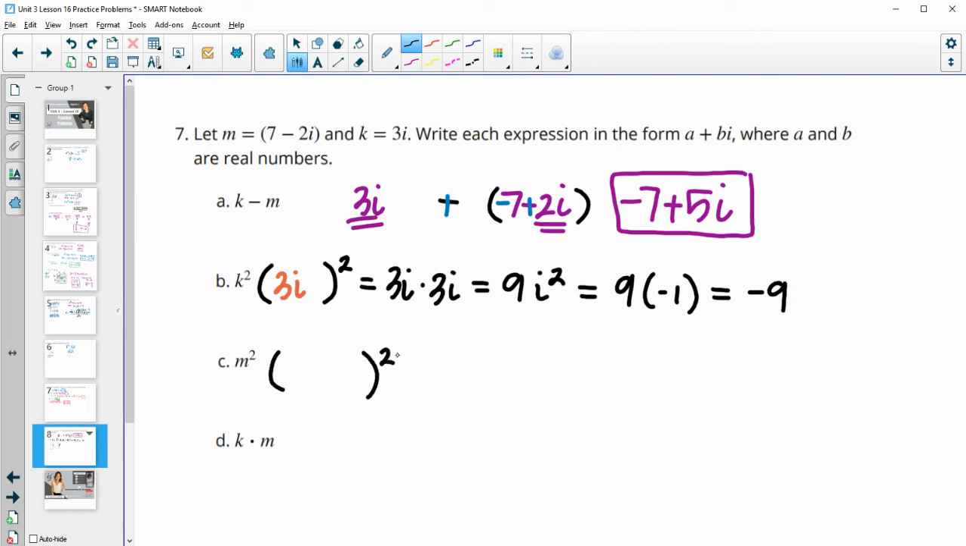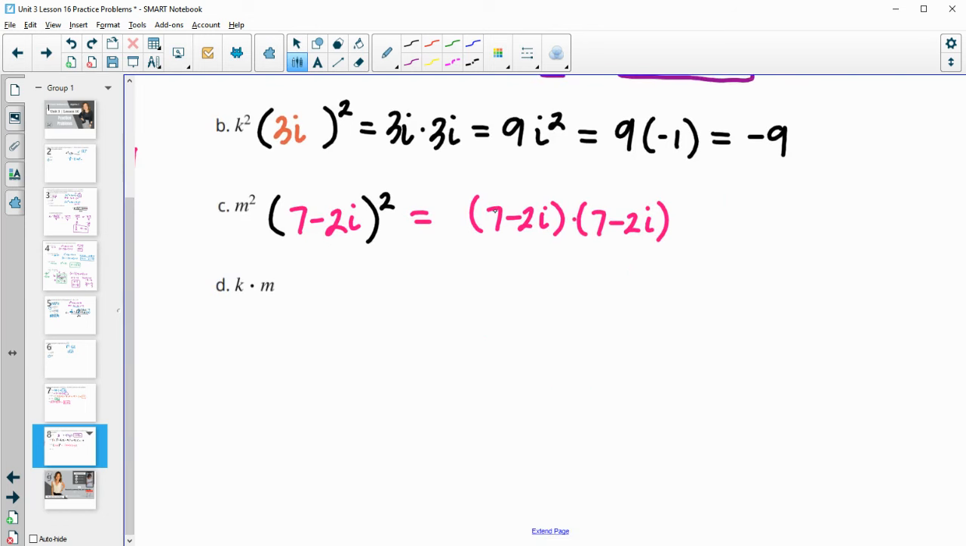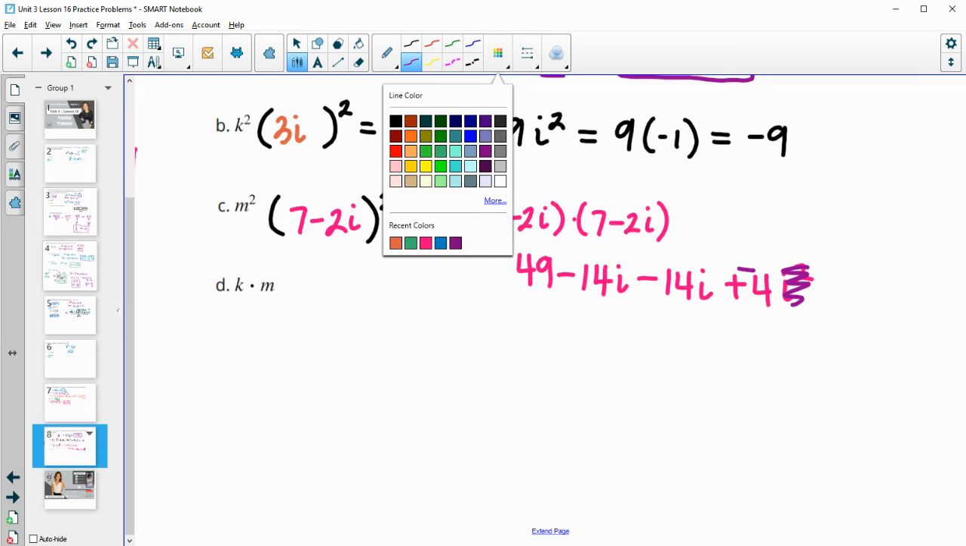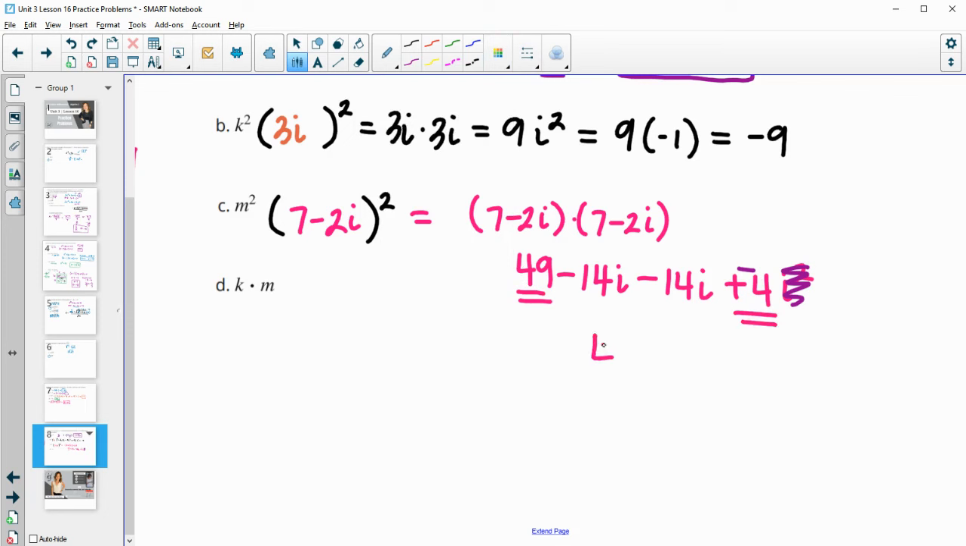In this next one, we're doing m squared. And m is 7 minus 2i. So then this is really 7 minus 2i times 7 minus 2i. So you can do this in the box or by distributing. So I'm just going to distribute this one. So 7 times 7 is 49. 7 times negative 2i is negative 14i. Negative 2i times 7 is negative 14i. And negative 2i times negative 2i is plus 4i squared. So then remember that i squared is negative 1. So 4 times negative 1 is negative 4. So then 49 plus negative 4 is 45. And then negative 14i plus negative 14i is negative 28i.